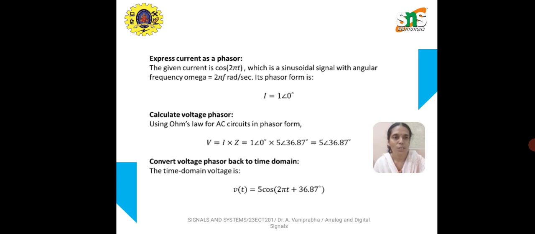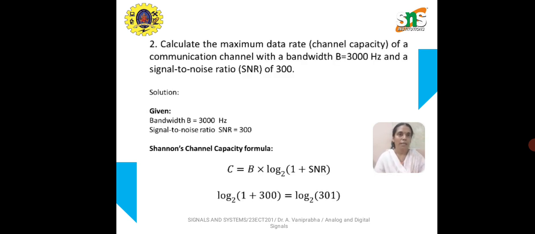So hope you understood this problem. The next one is to calculate the maximum data rate, otherwise called the channel capacity, of a communication channel with a bandwidth B of 3000 hertz and signal to noise ratio of 300. Right.